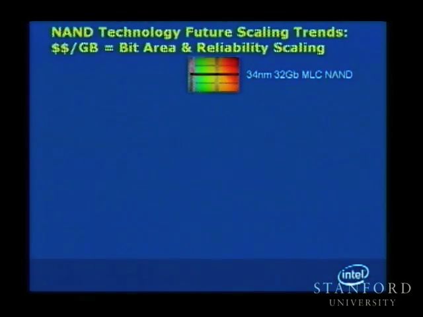Question. How much advantage do you get by having it separate instead of just stuffing the NAND behind the disk drive interface and just in that package, and then there's no system architecture change? Microsoft doesn't have to do anything for you. Your disk drive is just faster.